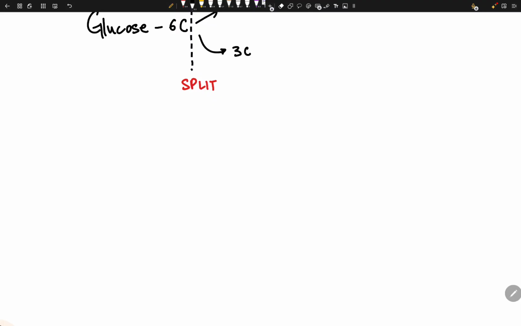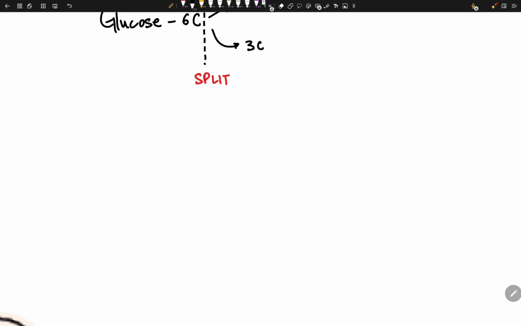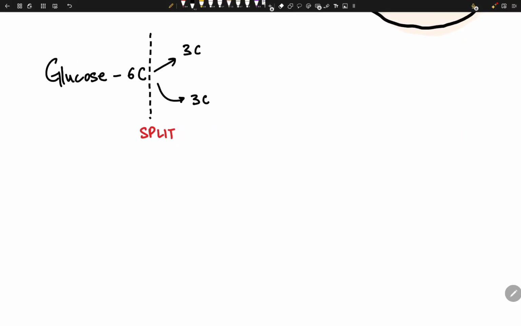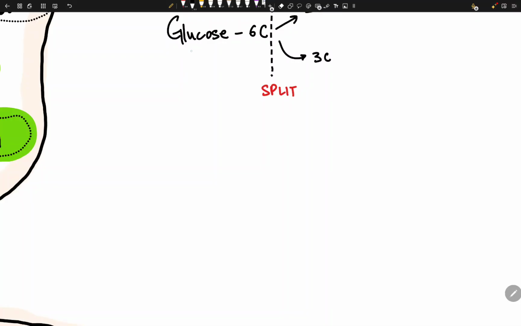So for the overall glycolysis, let's just ignore the whole enzyme buildup for a moment. The overall reaction is that you get 6 carbon glucose, you split it into 3 carbons, and then eventually you get 2 pyruvate, 2 ATP, 2 NADH, and 2 H2O. So this is the result of overall glycolysis. Notice something: 1 glucose becomes 2 pyruvate.